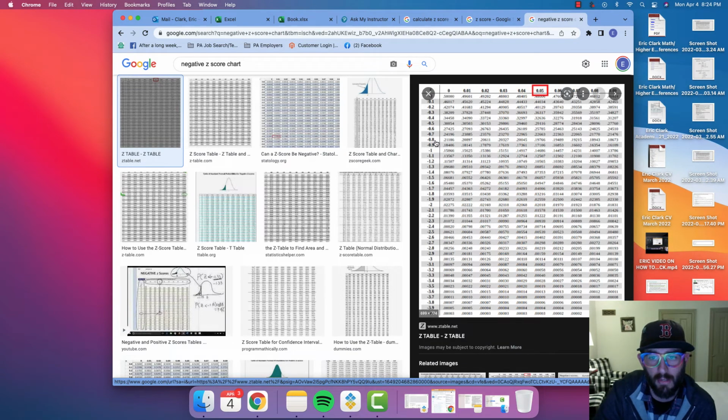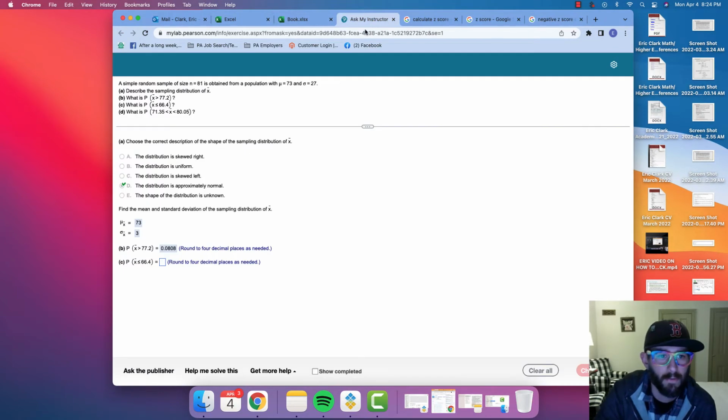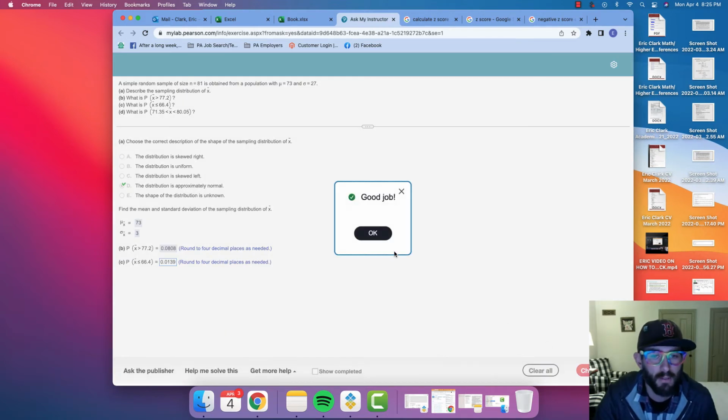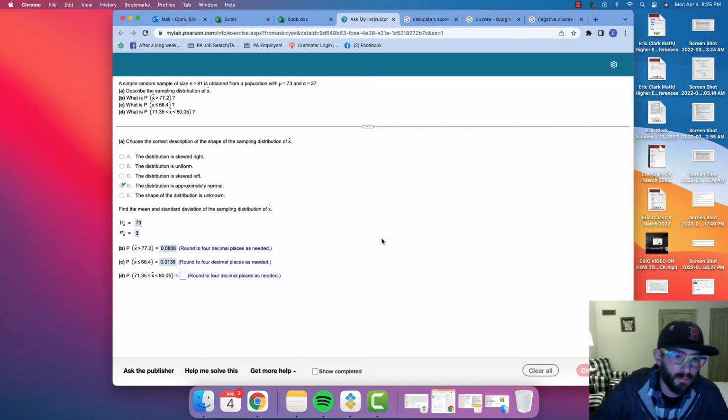So we look here on the left, negative 2.2, and that gives us a probability of 0.0139. So that's what we're going to put in here, 0.0139. And it says round to 4 decimal places as needed. Okay? And if we're moving too fast, if you want to go and pause and do this work, you totally can.